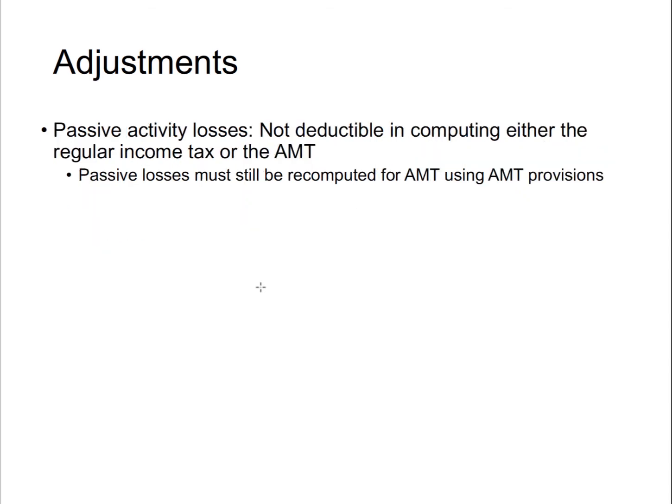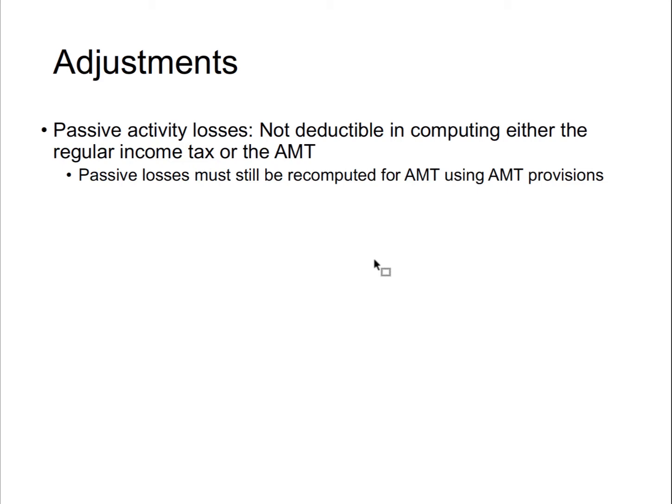Passive activity losses are not deductible in computing either regular income tax or the AMT. Passive losses must still be recomputed, though, for AMT using AMT provisions. So with all these rules for AMT, we have to calculate our passive income and passive loss. It's possible that for income tax purposes you calculate passive income and passive losses differently than for AMT purposes, but you have to keep track of that separately, and that could result in an adjustment. So that's very important to understand. Very, very important. So again, you have a parallel structure.